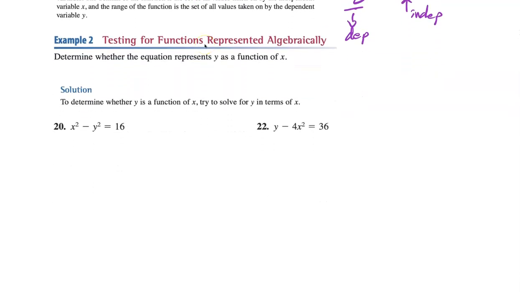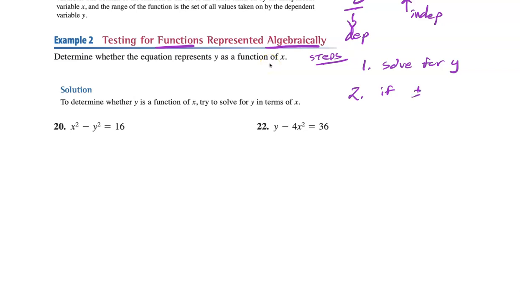Now, how do we test if something's a function algebraically? That's the next step. How do we tell if something's a function using algebra? So the general rule here is this. All we're going to do is this. Here are our steps. 1, solve for y, if we were trying to find whether the equation represents y as a function of x. So in that case, we're solving for y.